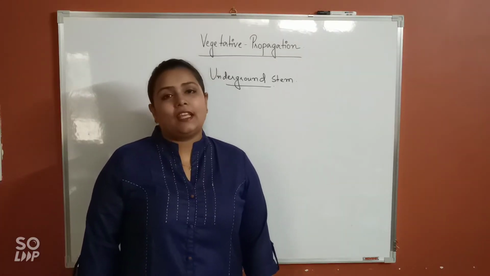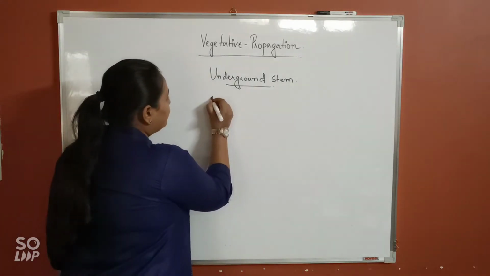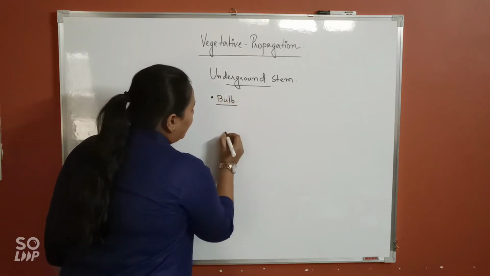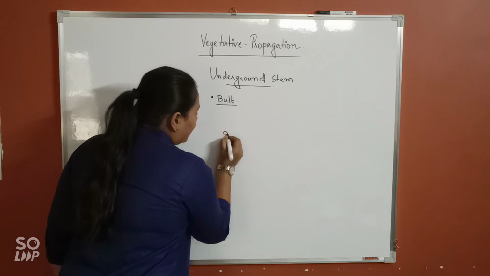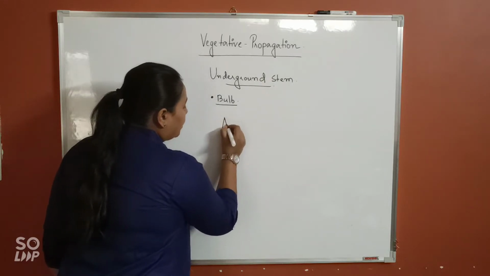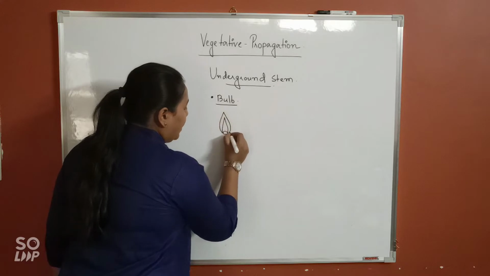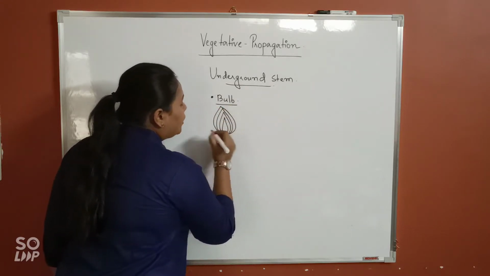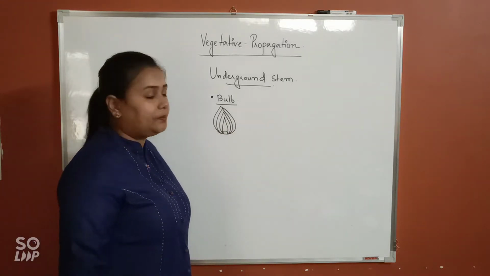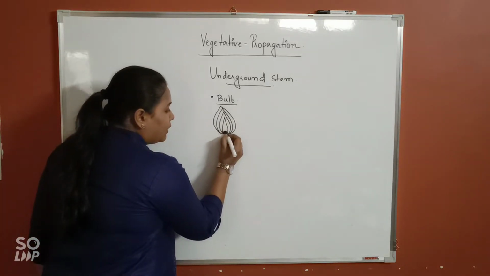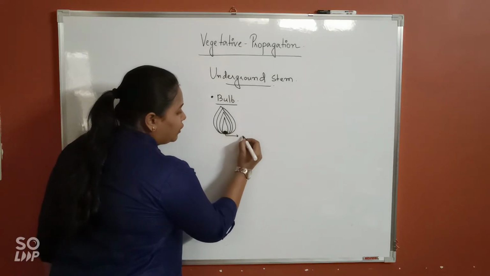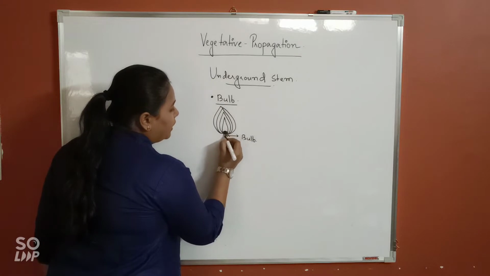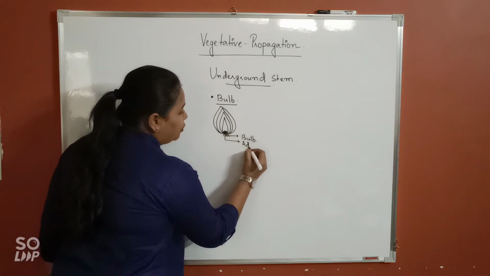So next is bulb. Bulb again is a spherical to pyriform structure present inside the soil, and it's a reduced disc-like structure. Now this being the reduced disc-like structure, that's called the bulb. Below that remain adventitious roots.